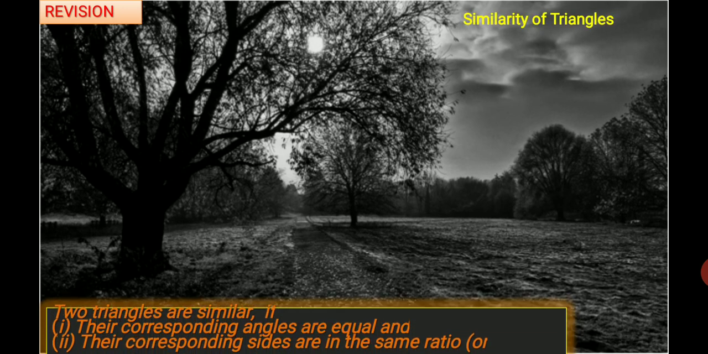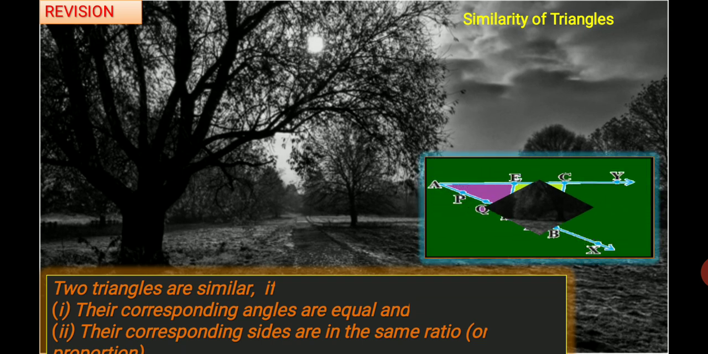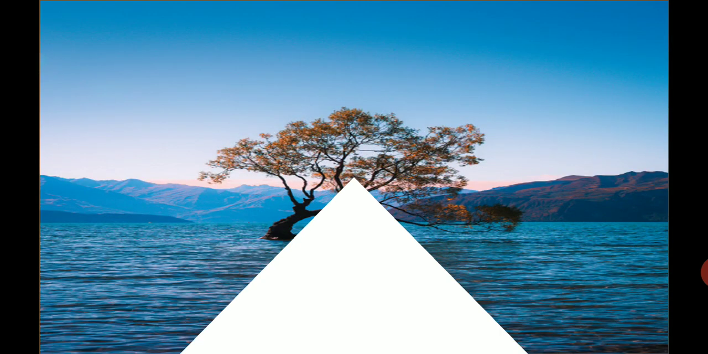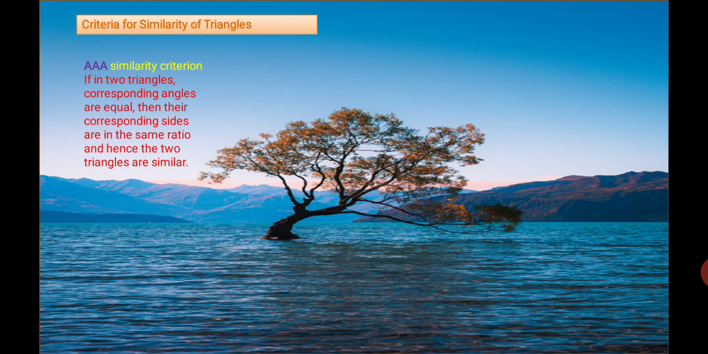What is similarity? Two triangles are similar if their corresponding angles are equal and corresponding sides are in the same ratio. Means what? In similar triangles, all angles are equal and the sides are proportionally equal. We must know about the similarity criteria. There are four criteria, mainly three.